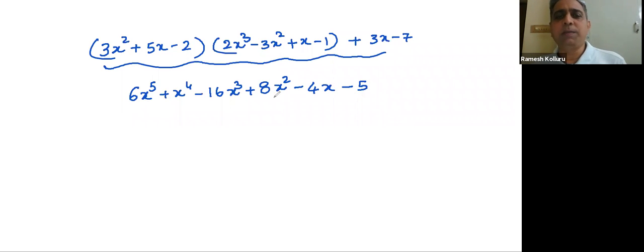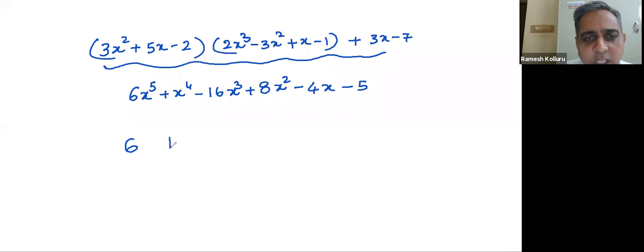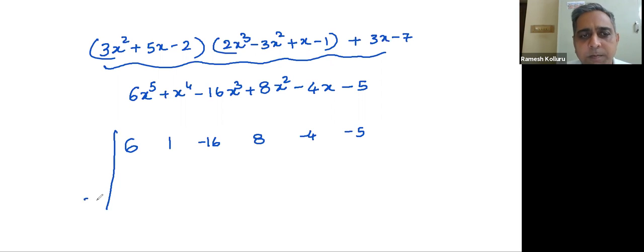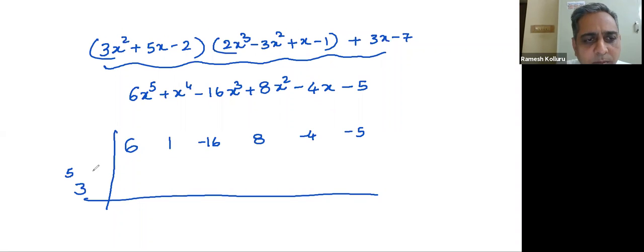So this will be my dividend, and I want to divide by either one of these. So we will try both and see how we are solving the problem. My numbers are 6, 1, minus 16, 8, minus 4, minus 5. I'm dividing with any one of these, you can pick it up: 3, 5, minus 2. Okay, so here my quotient will be this and the remainder part is this.